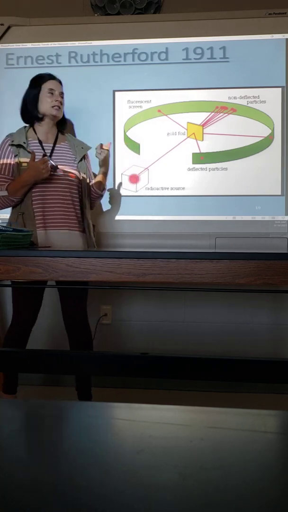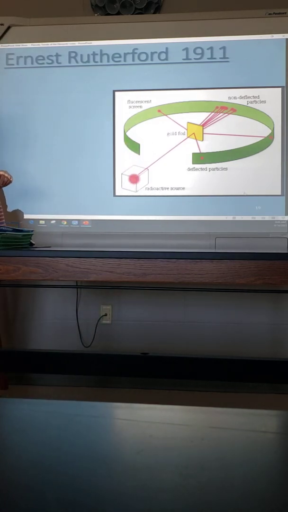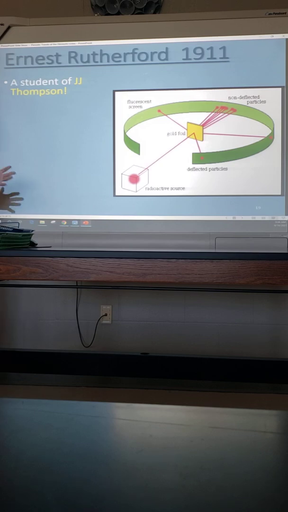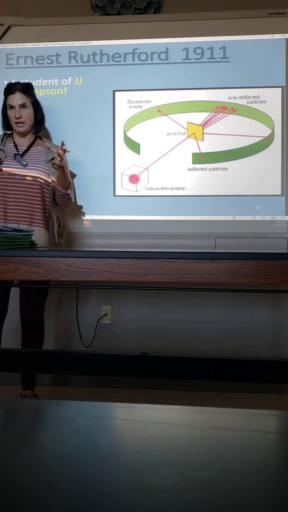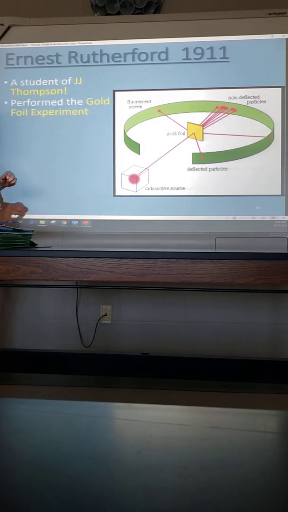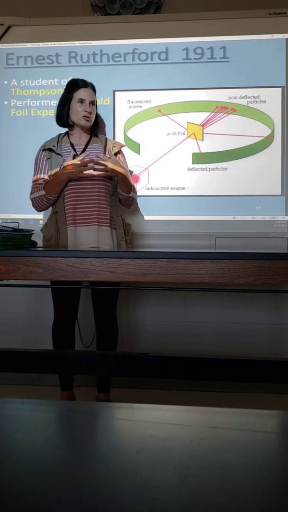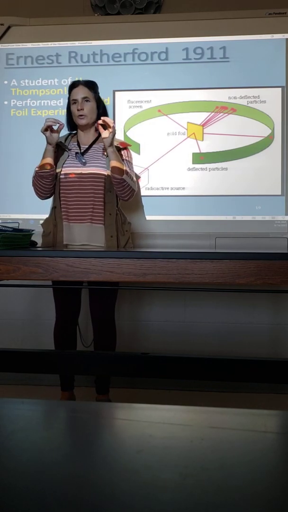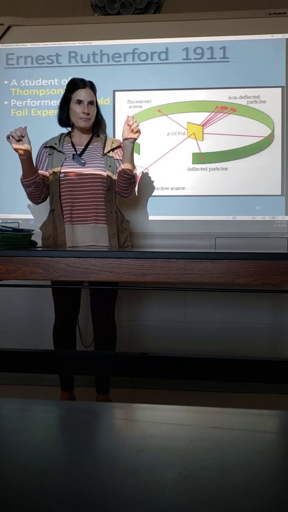So this last experiment is called the gold foil experiment, and this was done by Ernest Rutherford in 1911, and he was actually a student of J.J. Thomson's, so he understood positive and negative, that you were going to have those two things, right? And so what he did was he performed an experiment using a super thin piece of gold foil. You know the extra gum that has the blue and the green foil that you can separate from the backing of the gum wrapper.